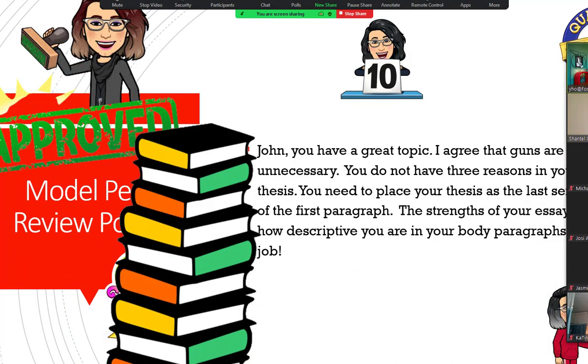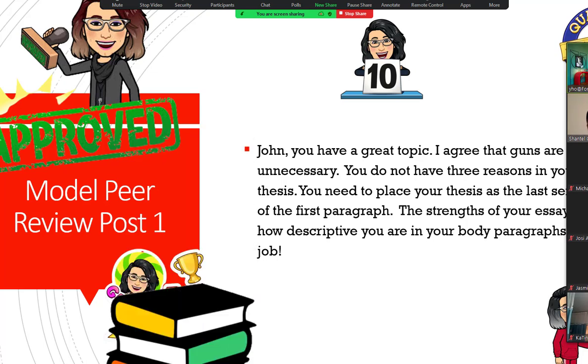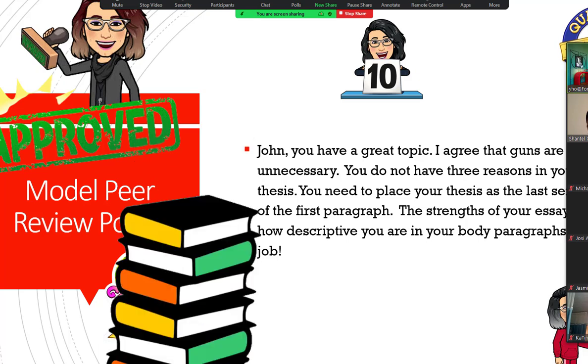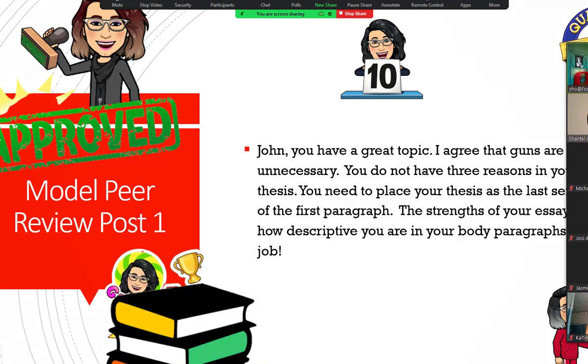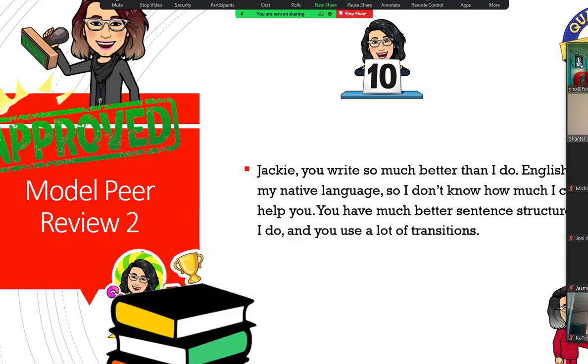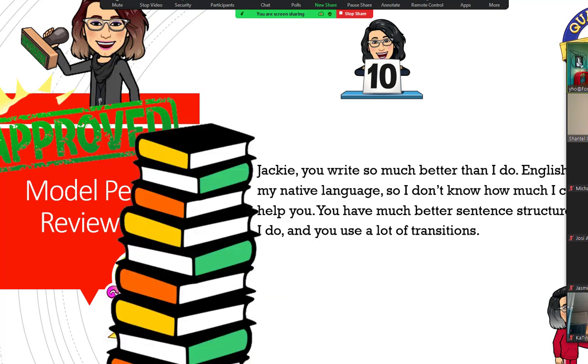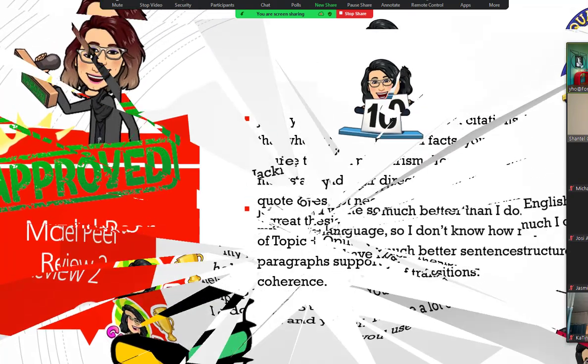Or, "John, you have a great topic. I agree that guns are unnecessary. But you know, John, you do not have 3 reasons in your thesis. You need to place your thesis as the last sentence of the first paragraph. But I love the strengths of how descriptive you are in your body paragraphs." So those are some examples. "Jackie, you write so much better than I do. English is not my native tongue, so I don't know how much I can help you, but you have much better sentence structure than I do, and you use a lot of transitions."